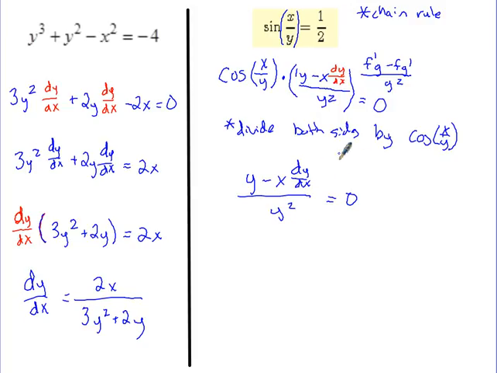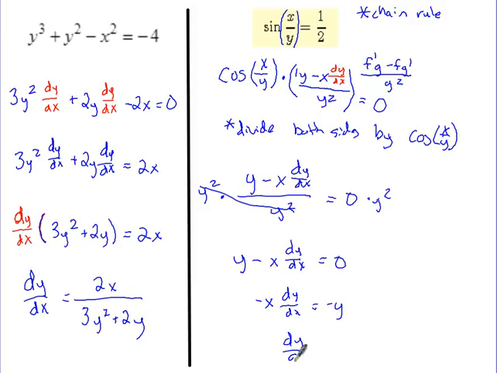And now it's an algebra problem. How do I get this by itself? Well, it's being divided by y squared, so then I should multiply by y squared. Those will cancel. I'm left with y minus x dy dx equals 0 times y squared, still 0. Now, guys, get dy dx by itself. So subtract your y, so negative x dy dx is equal to negative y. dy dx is equal to a negative y over a negative x, which is, of course, positive y over x.